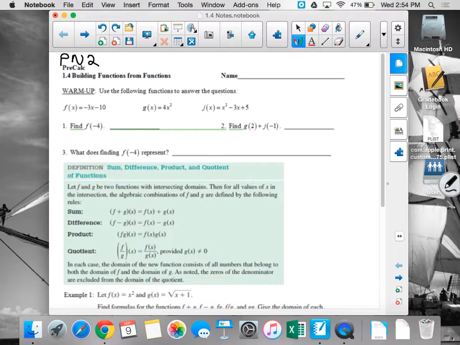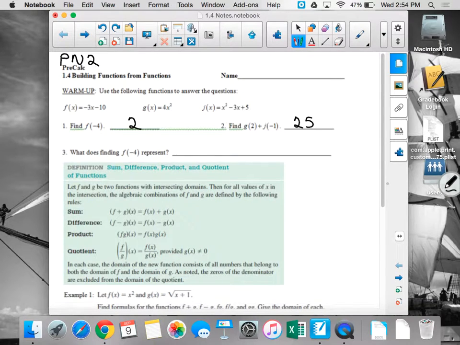Okay, well, you are back, which means that for number 1, when you put -4 in for that x in the f function, you should have got 2. And when you put 2 into the g function for number 2 and -1 in for the f function and then added those together, you should have gotten 25.